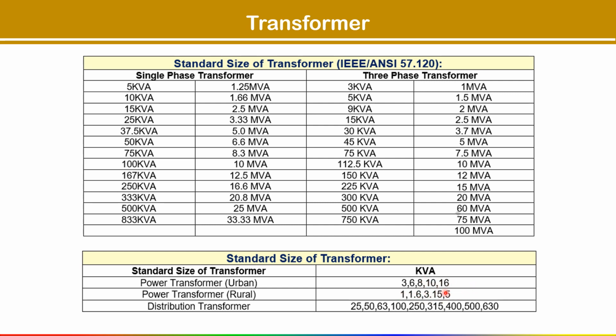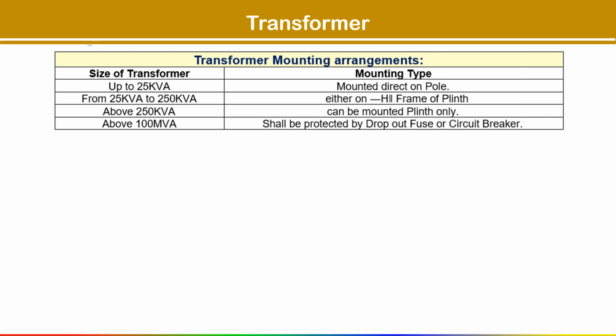Okay, 3, 6, 8, 10, 16s. As per that we have to do the selection. So before starting the calculation, it is very important to know all this information. Okay, so now the next, in this table you can see the transformer mounting arrangement is given. Based on transformer size, the mounting type is given. Okay, as per standard, so we have to know this. That is why I have created this part 1, to understand the theoretical part. After that I will show you how to do the selection.